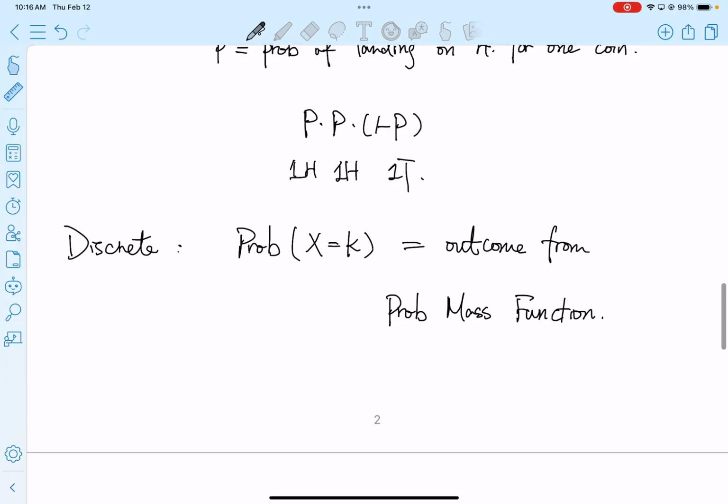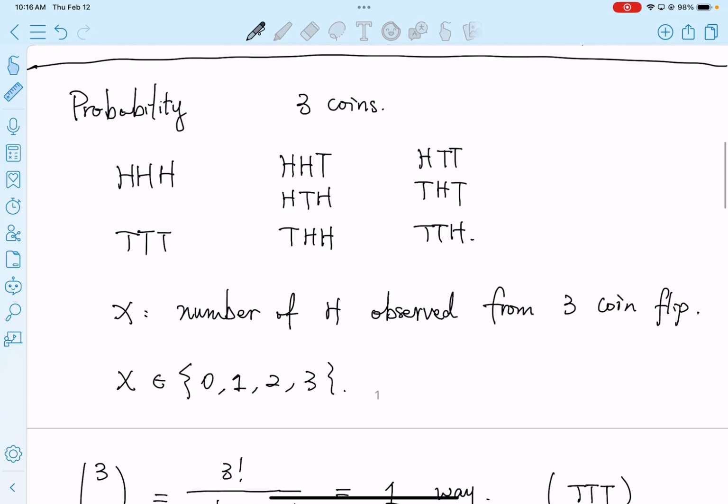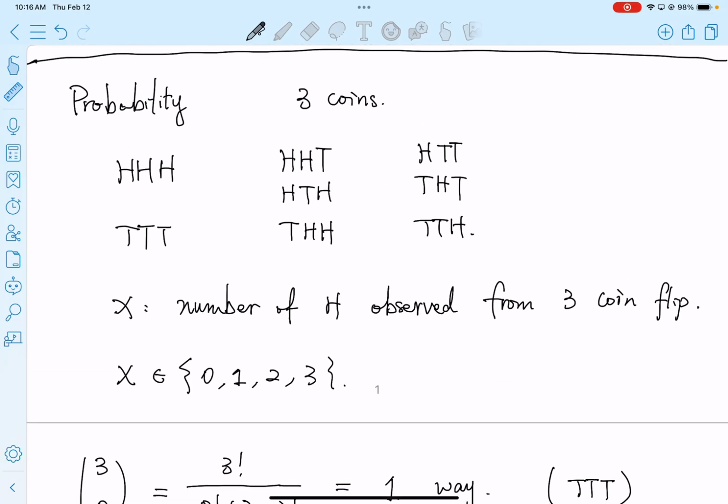So the probability mass function and the probability density function are just functions that describe the behavior of that random variable x. And now to talk about the probabilities of some events, we borrow the idea of the probability mass function and the probability density functions to calculate the probability of some events. And in this example, we are interested in the probability of observing k heads out of the 3 coin flips.